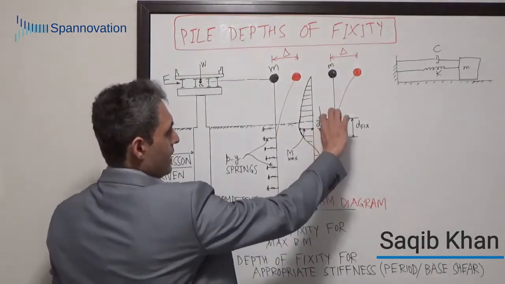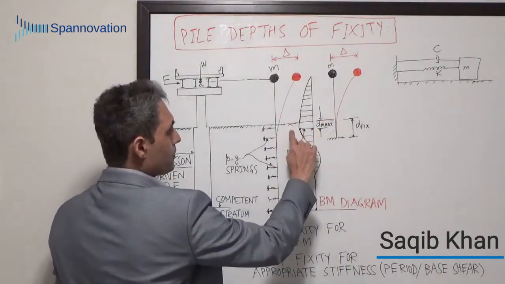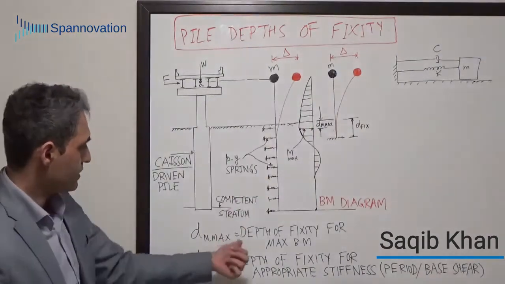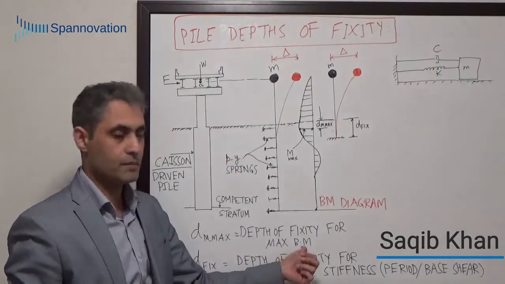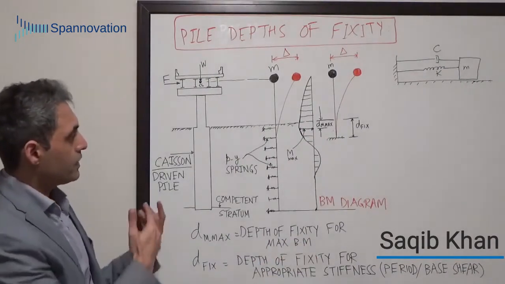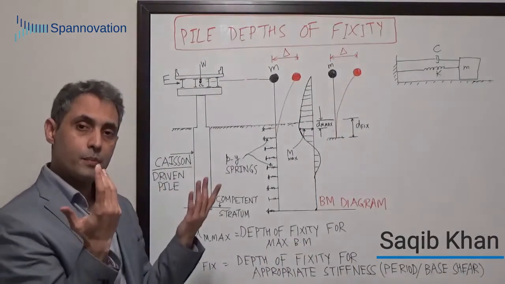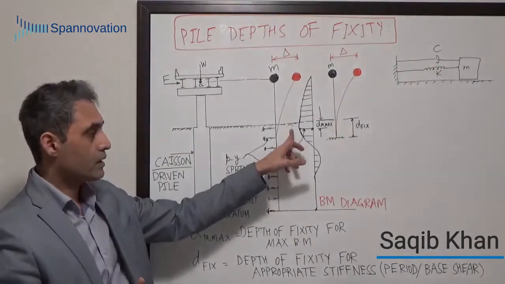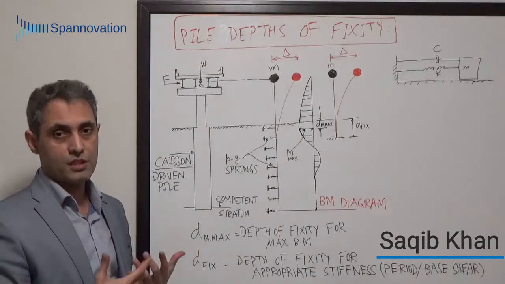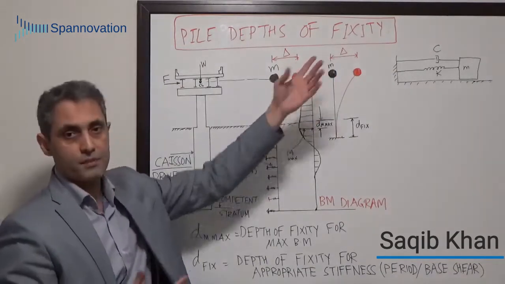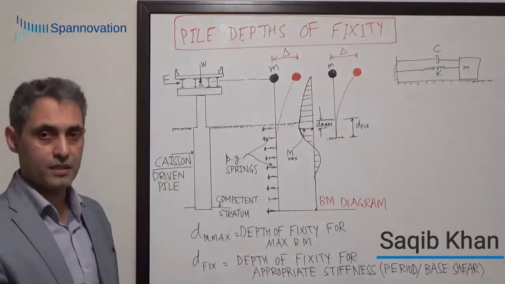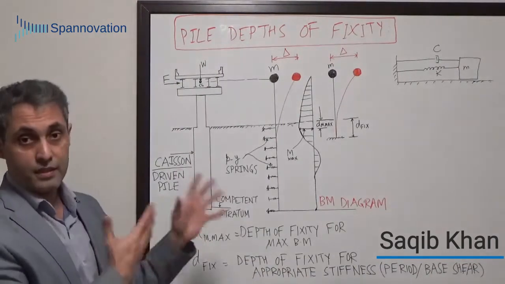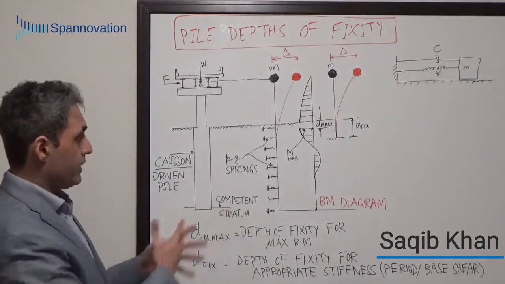So this D_M max, from the ground level to the point where I have the maximum bending moment, could be thought of as the depth of fixity for maximum bending moment. And that's where, if you knew your base shear appropriately and you knew where exactly this point occurred, you could just have a single degree of freedom system, fix it at the bottom, get your maximum bending moment, design your pile. However, it's not that simple to get that.